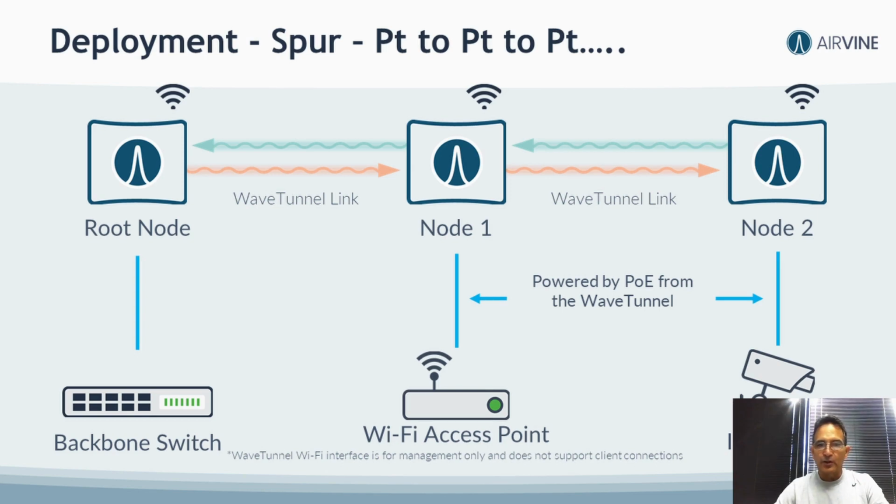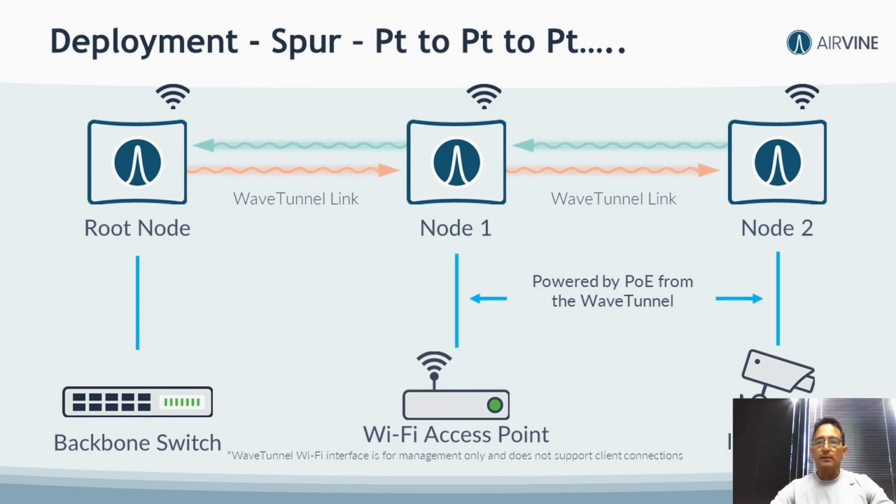Maybe on this first node, you've got a Wi-Fi access point hanging off node 1, and this is powered by the PoE port from the WaveTunnel node. Maybe you have on node 2, you might need an IP camera, 4K surveillance camera. Or you maybe need another Wi-Fi. You could have cameras, Wi-Fi, anything that has an Ethernet jack can be plugged in and carried and backhauled by the WaveTunnel network. Pretty simple, nothing too complicated there.